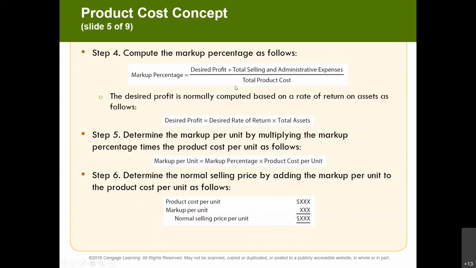And then we take our desired rate of return, which we learned about in the previous chapter, and multiply that by our total assets to get our desired profit. And then we take our markup percentage and multiply that by our product cost per unit. And then we determine the normal selling price by taking our product cost per unit and adding that to our markup per unit to get our normal selling price per unit.